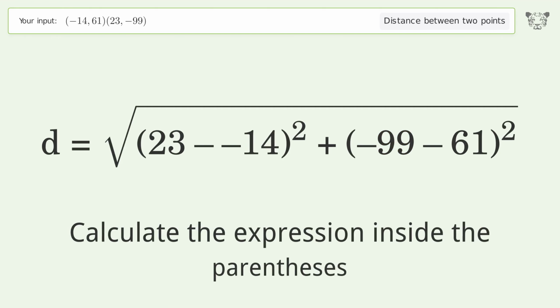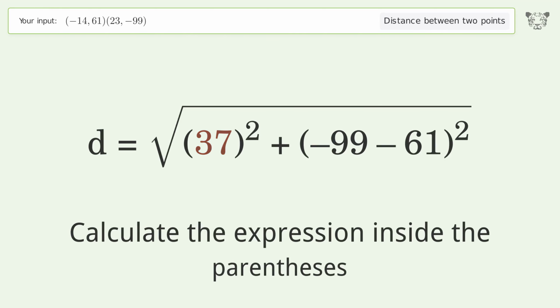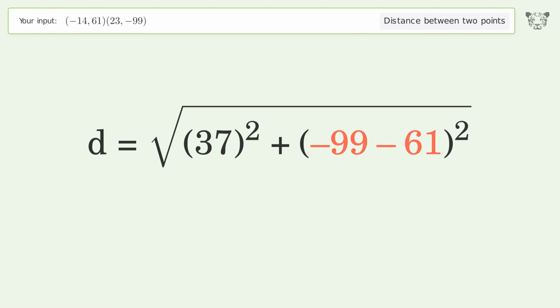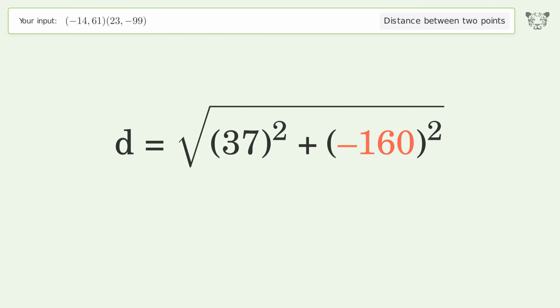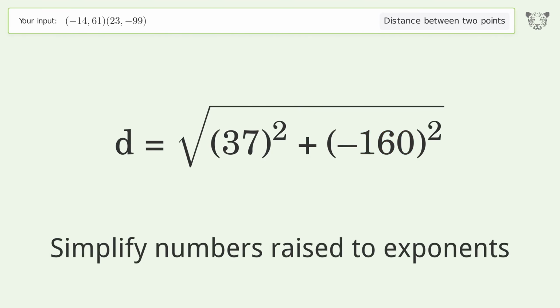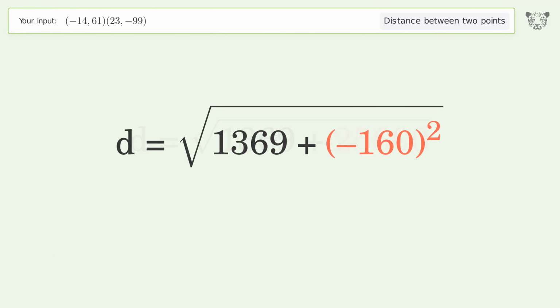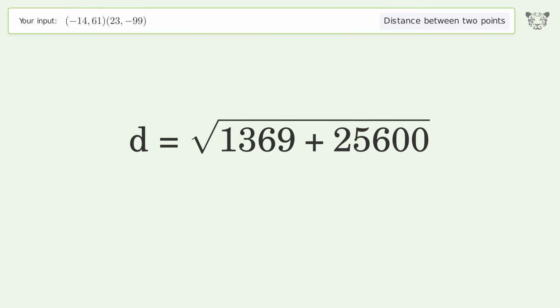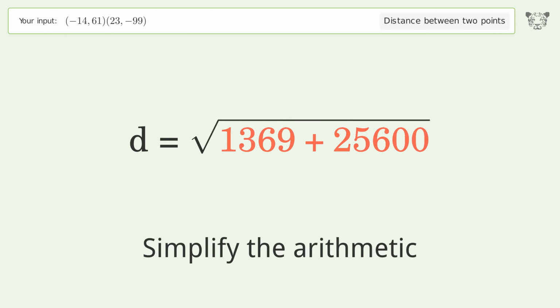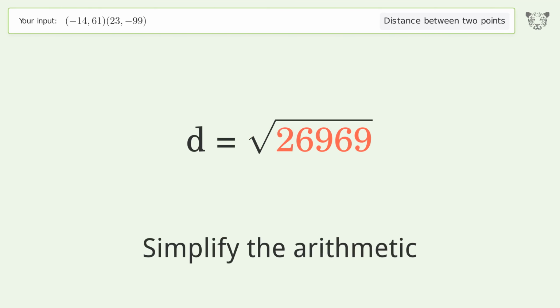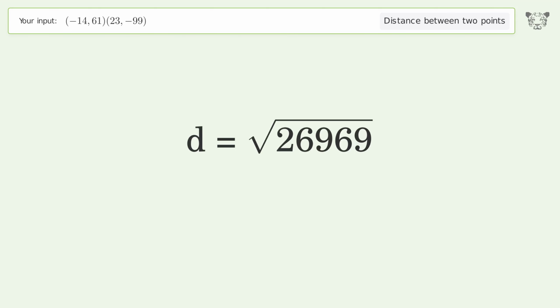Calculate the expression inside the parentheses. Simplify numbers raised to exponents. Simplify the arithmetic. And so the distance between the 2 points is the square root of 26,969 or 164.222.